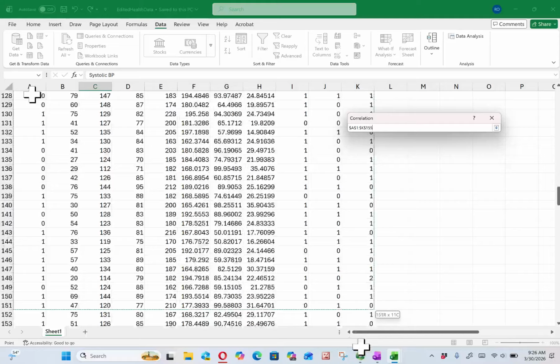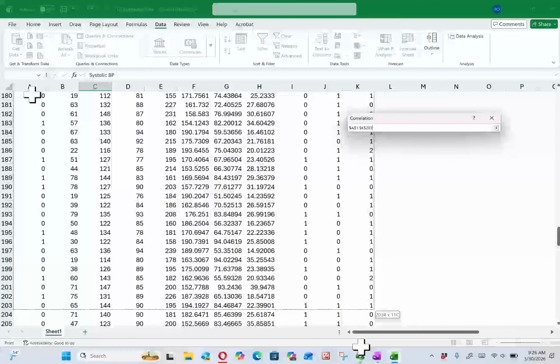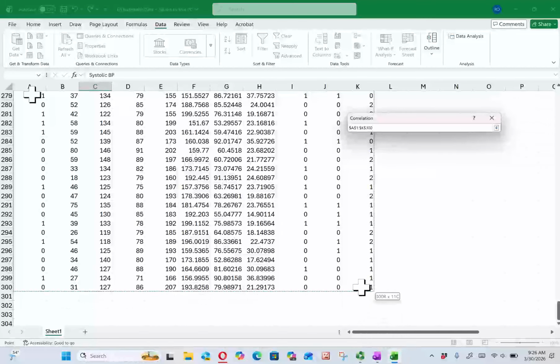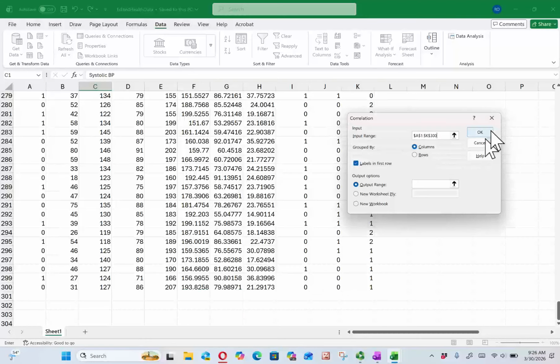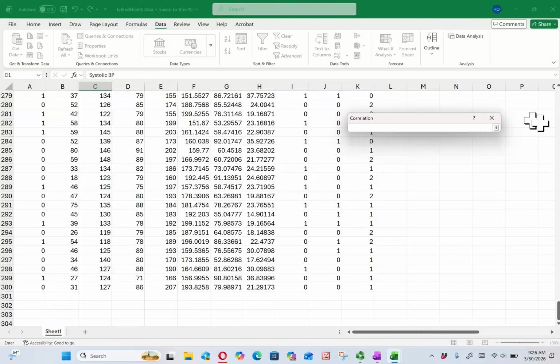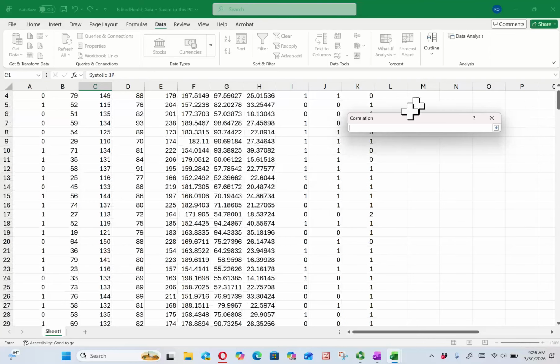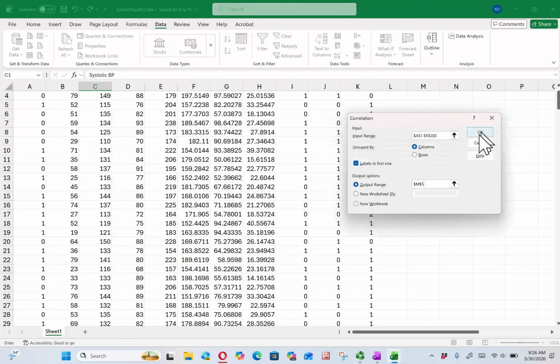And there are 299 observations. The original data set had 1,000 and some, and showed basically the same thing. So I've got all the data marked. Go back. I want to make sure that labels in first row is marked, so I know what variables I got. And the output range, doesn't matter where you put it. I'm going to put it back up toward the top just because. And OK.